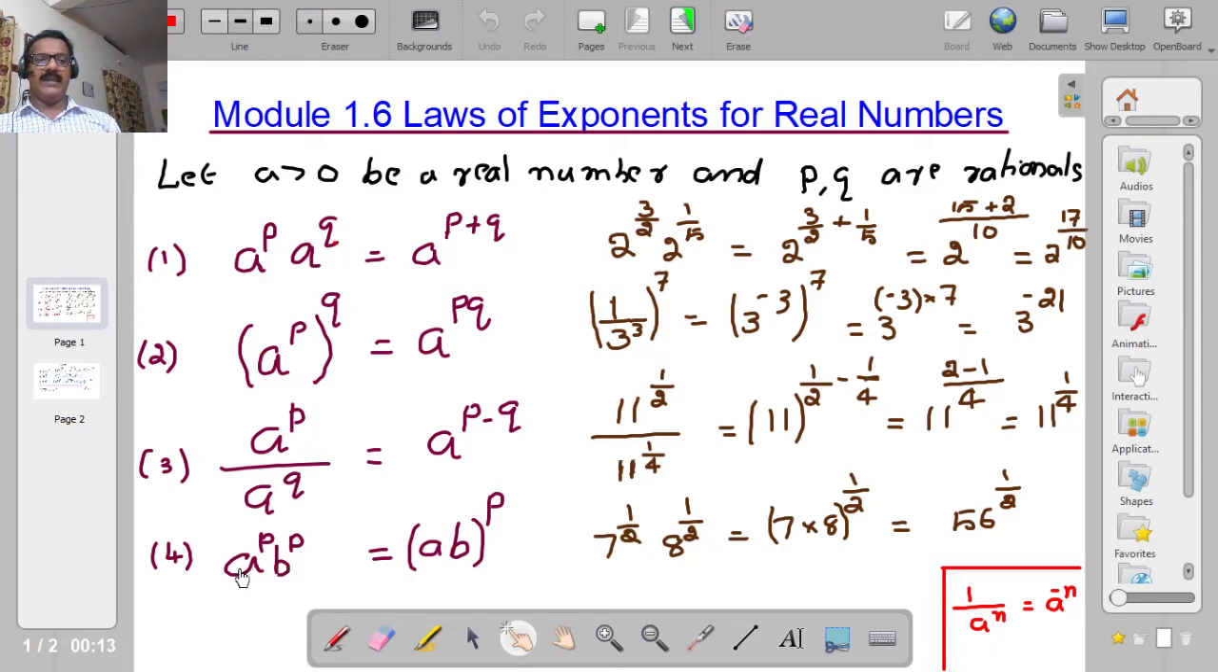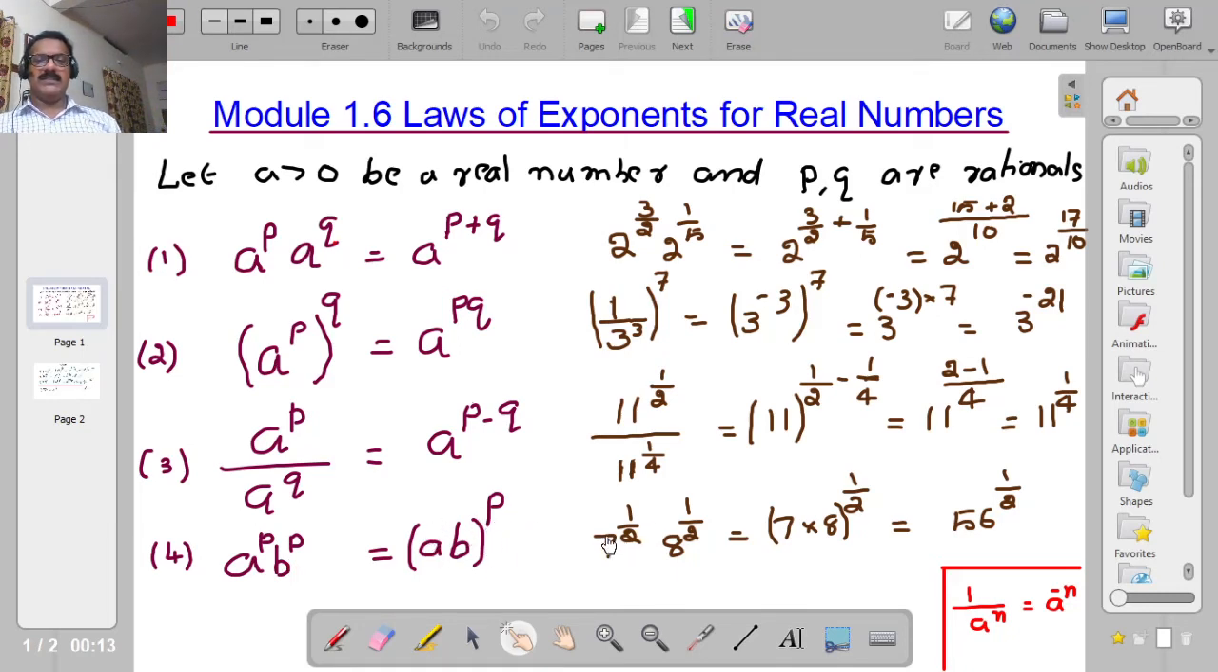So both the multiplier and multiplicand have the same exponent. So the bases can be multiplied together because a and b both have the same power. So the result is ab the whole raised to p. a raised to p times b raised to p is equal to ab the whole raised to p.